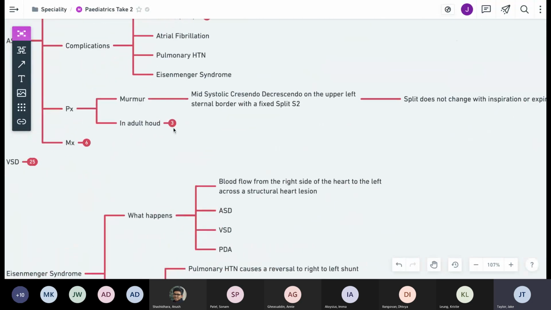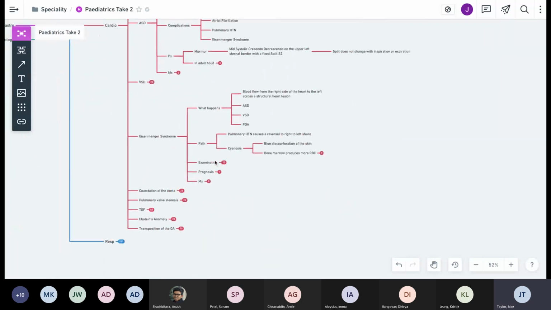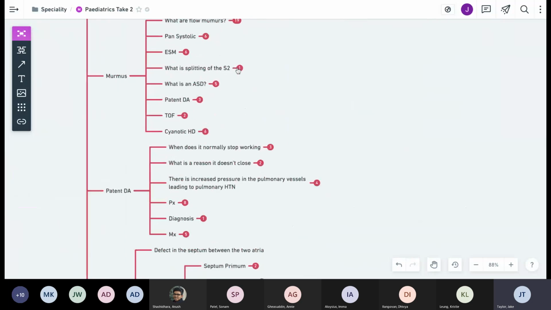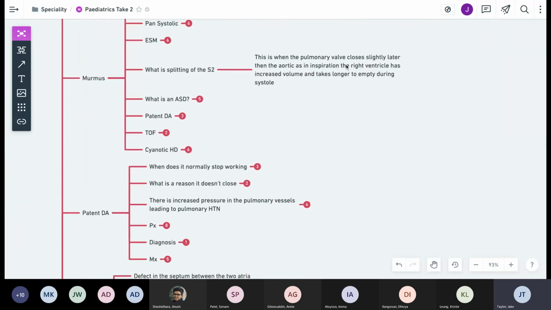I think I have it here. Let me just get it down. I'm pretty sure I have it in murmurs. It's a very good explanation. Oh, here we go. Nice. What is splitting of S2? This is when the pulmonary valve closes slightly later than the aortic, as in inspiration. The right ventricle has increased volume and takes longer to empty during systole. So that is because the pulmonary valve is slightly delayed in closing, basically, because there's more blood flowing out through it during inspiration. Because during inspiration, you decrease the intrathoracic pressure and drive more blood back in.